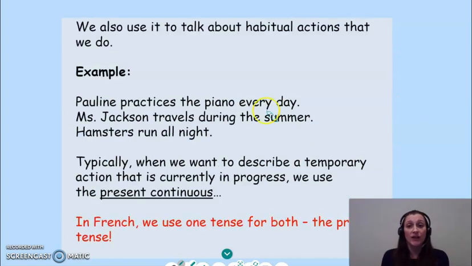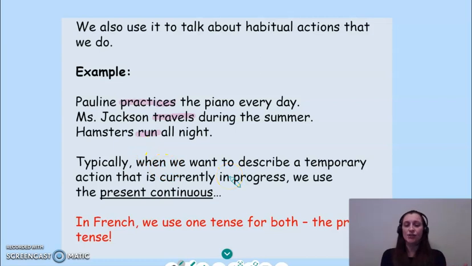Another way we use the present tense is habitual or habits, essentially things that we do often, daily, weekly, monthly. For example, Pauline practices the piano every day. Ms. Jackson travels during the summer, and hamsters run all night. So we can see the verbs here highlighted.